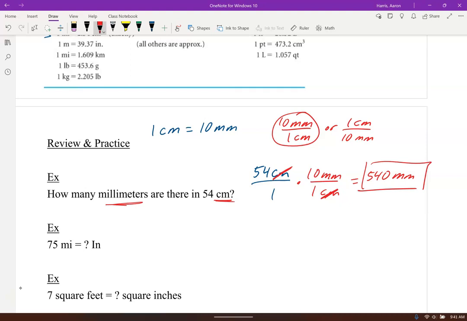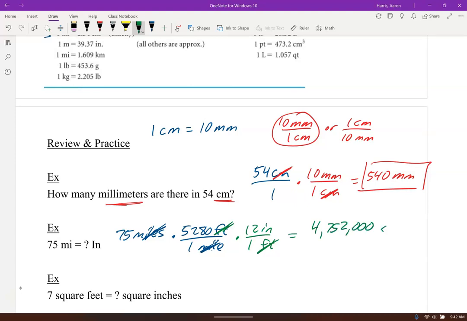So how about 75 miles to inches, another reduction? Well, we have 75 miles, and we know there's 5,280 feet in a mile. So notice our miles cancel. Now we're in feet, but we want to go to inches. Well, there's 12 inches for every 1 foot. Now our feet cancel. Now we're in inches. So 75 times 5,280 times 12 is 4,752,000 inches all over 1, right?